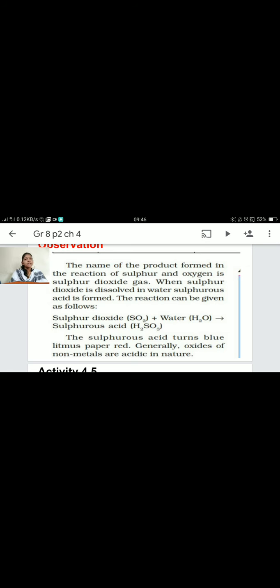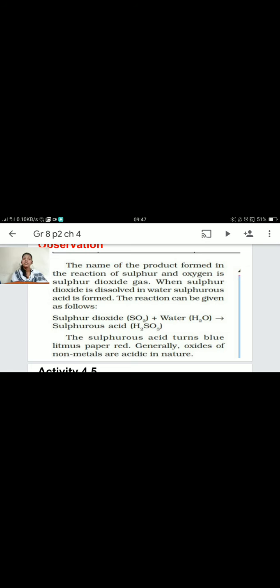You have this sulfur, and as you are burning the sulfur powder, what is coming in contact? That means we are providing oxygen. So which two substances are involved? Sulfur and oxygen. When sulfur dioxide is dissolved in water, sulfurous acid is formed. And what will be the reaction? Sulfur dioxide, that is SO2, plus water, that is H2O, gives sulfurous acid, that is H2SO3.